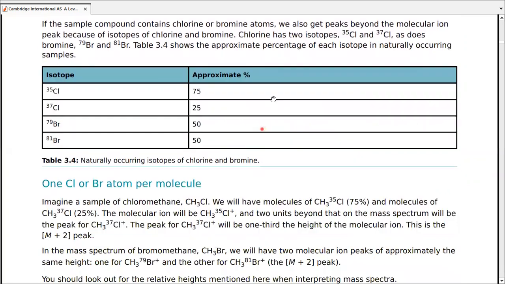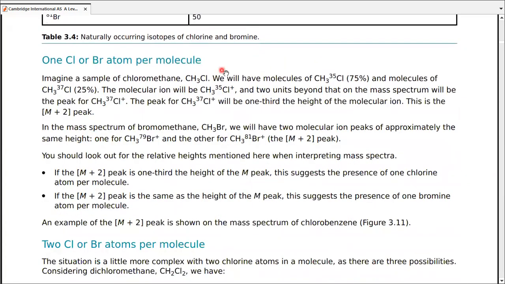So if you have one chlorine or one bromine atom per molecule, you're going to get an M peak and you're going to get an M plus 2 peak. M peak represents your original chlorine or your original bromine, and M plus 2 peak is going to consider the second isotope of chlorine or maybe the second isotope of your bromine, right? Which is clarified over here. Now, these peaks would have this percentage difference to them. The peak would literally be 3:1.